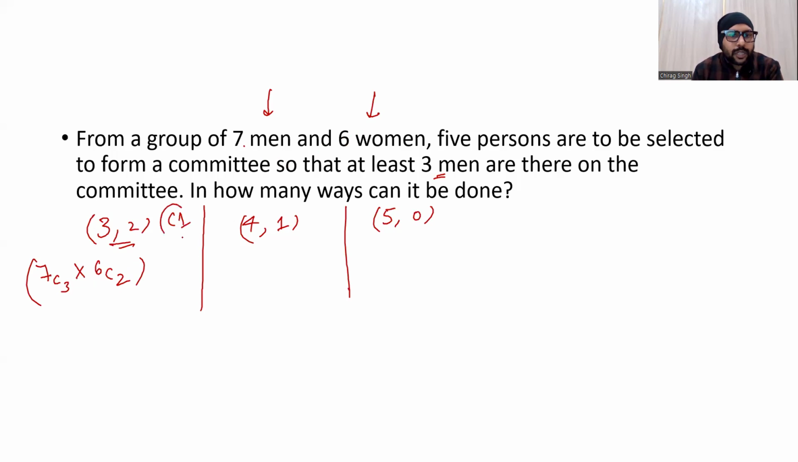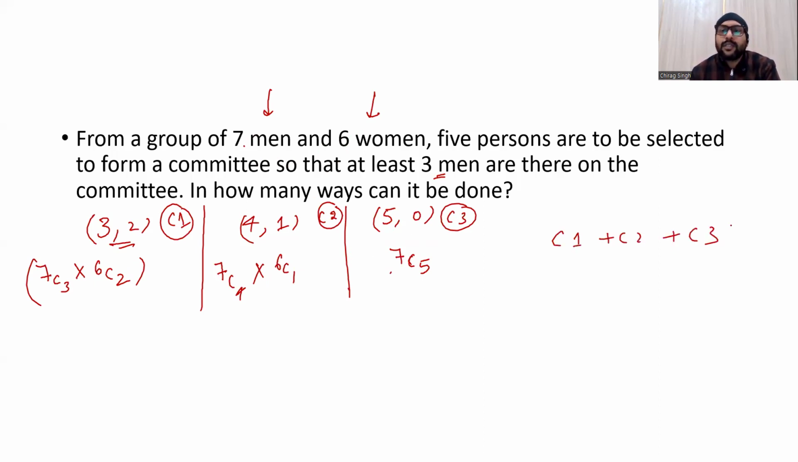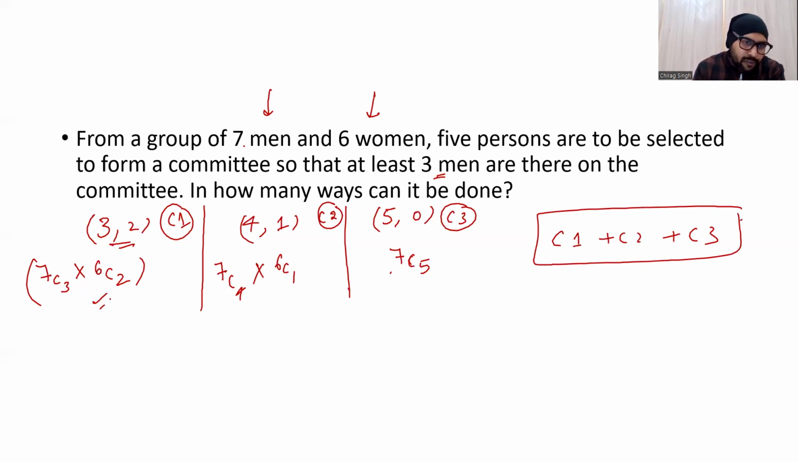C1 bol dete hain isko thodi der ke liye. Now C2. In C2, out of 7 men, I am choosing 4 men. So 7C4. And out of 6 women, I am choosing 1 woman. So 6C1. And in final case, I am choosing only 5 men. So 7C5. Let's call it C3. In the end, what you will do? You will do C1 plus C2 plus C3. So you have to solve them individually and then you have to add them. And finally, you will get your answer. Batao, aaya samajh kaise beta different cases bante hain?